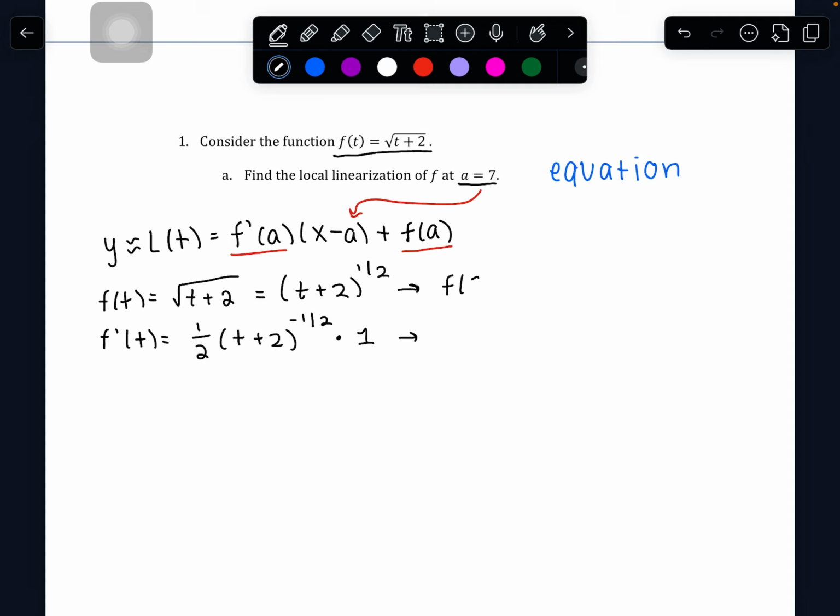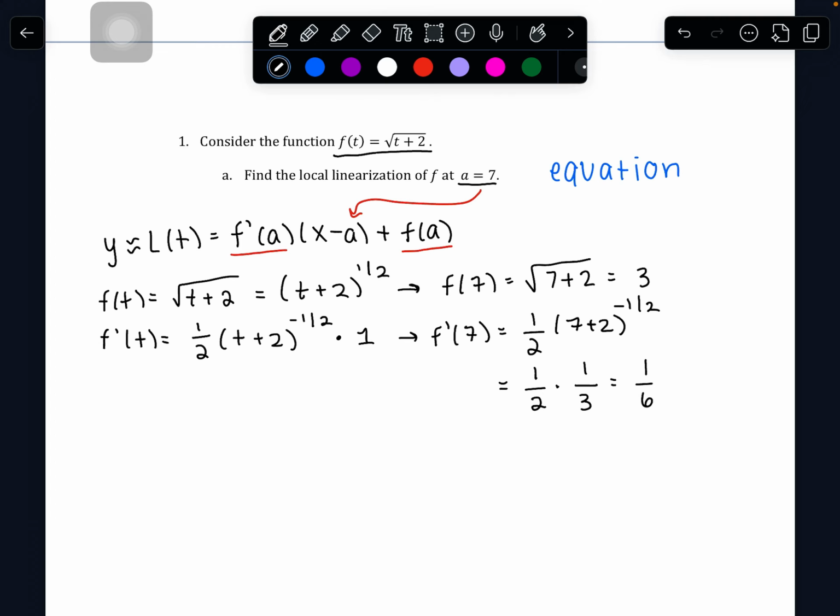So f of 7 is going to be equal to 7 plus 2, square root of that, which is square root of 9, which is 3. f prime of 7, here we have 1/2 times 7 plus 2 to the negative 1/2. So that's the same thing as saying 1/2 times 1/3, because we know that 7 plus 2 is 9, square root of that is 3, but because it's a negative exponent, we bring it down to the denominator. So we get 1/6.